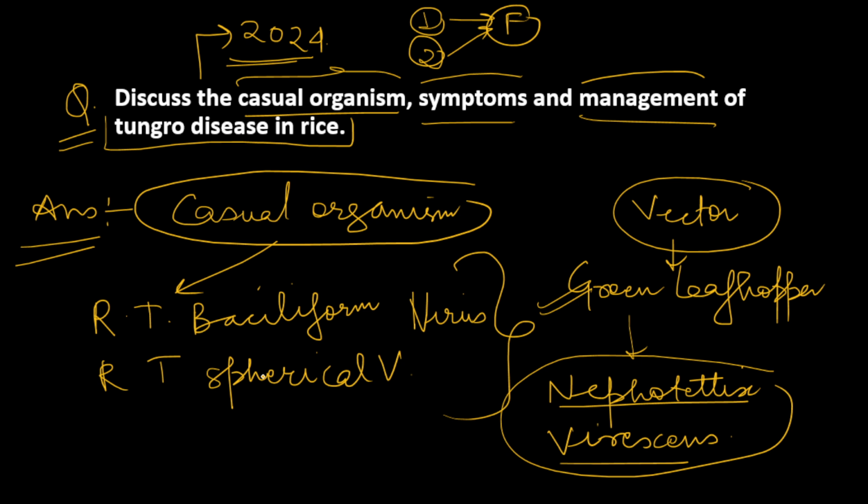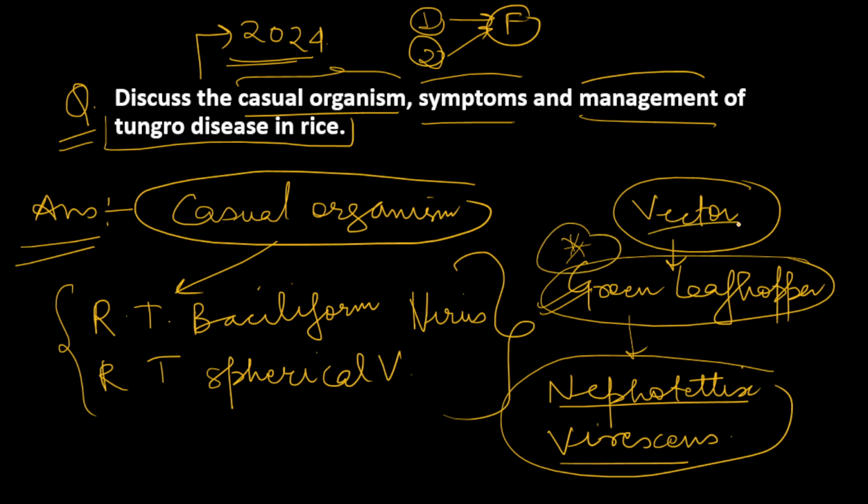So this was about the causal organisms. In our management, although we will control the viruses, one of our management strategies will be to control this green leafhopper, because it acts as the vector and causes this disease. This is what we have to keep in mind.